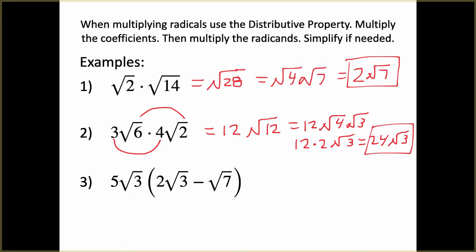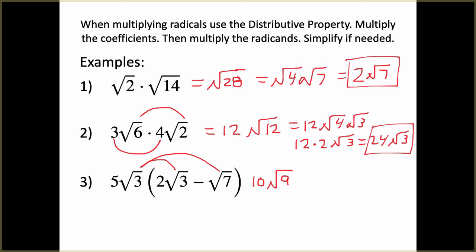And the last one, we have 5 square root of 3 multiplied by the parentheses, 2 square roots of 3 minus the square root of 7. Here we multiply into both, we distribute completely. And we have 5 square root of 3 times 2 square root of 3. We have 5 times 2, which is 10. The square root of 3 times the square root of 3. Multiply the radicands together, you get square root of 9.